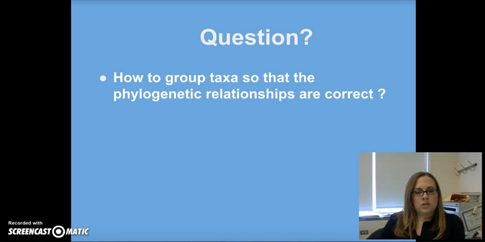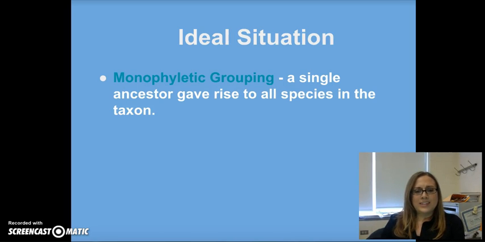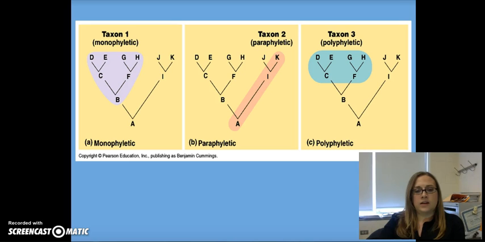So now a quick question is, how do you group taxa so that the phylogenetic relationships are correct? So the ideal situation is to have monophyletic grouping, when a single ancestor gave rise to all the species in that taxon. So here is an example. If we were looking at a phylogenetic tree, here you have sort of this ancestral species B here, which gave rise to all of these species up at the top.